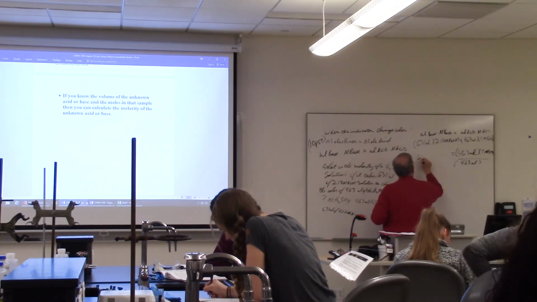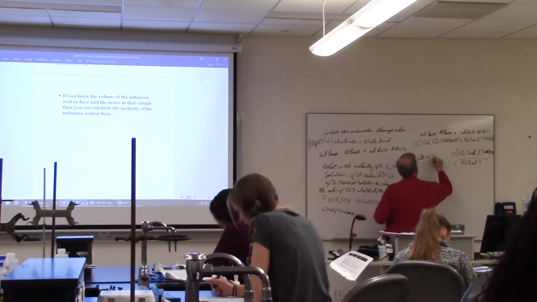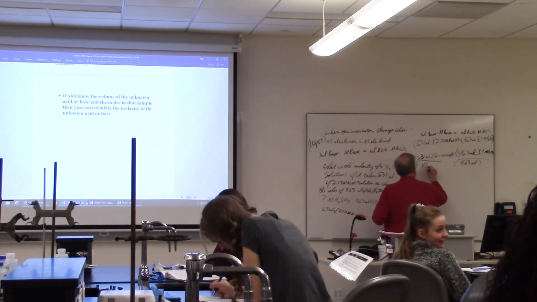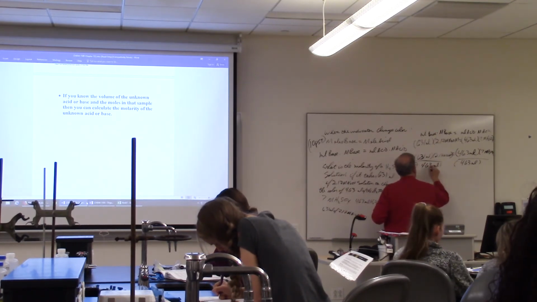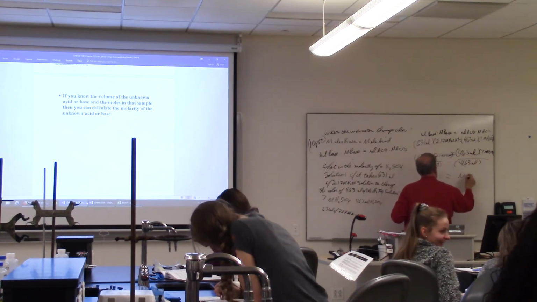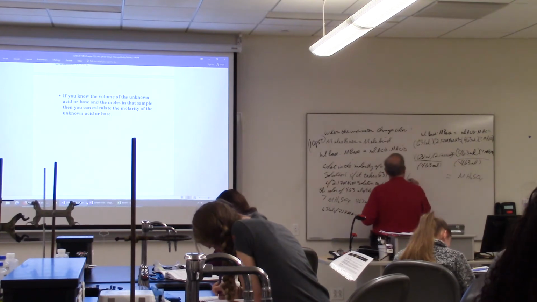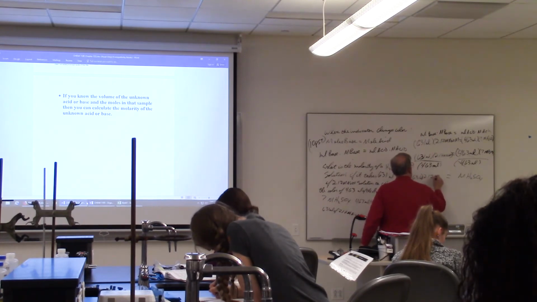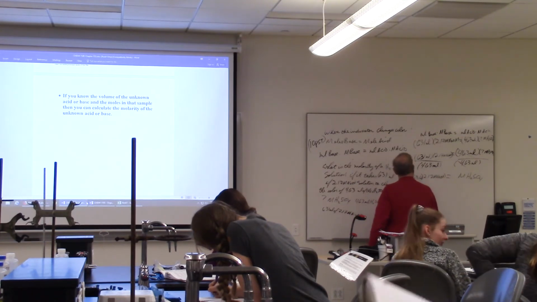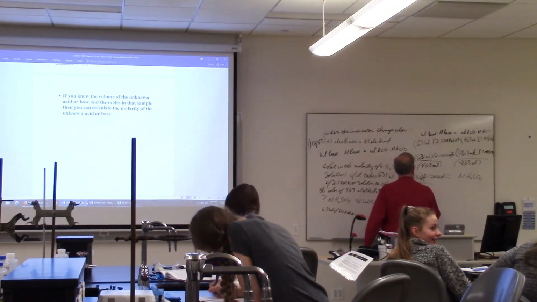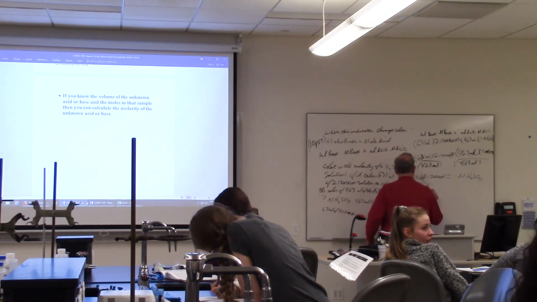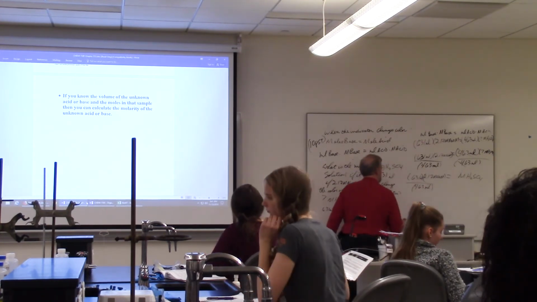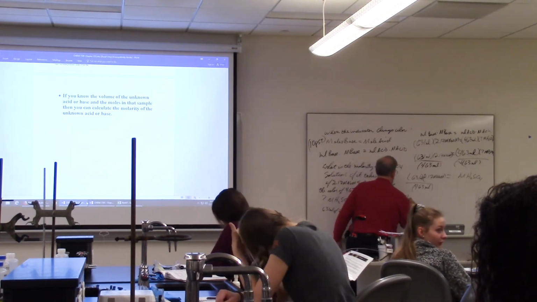Whatever we do to one side, I have to do to the other. This cancels out, and I'm left with molarity H2SO4 equals 631 milliliters times 2.17 molar NaOH divided by 463 milliliters. And I'll rewrite this, because Dr. White likes to do that.